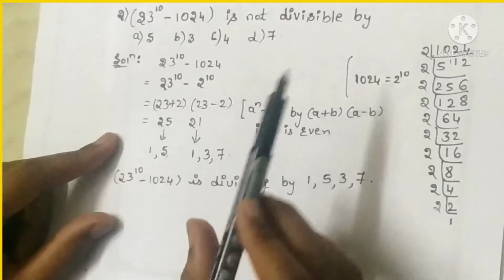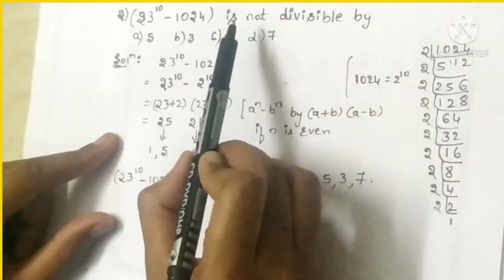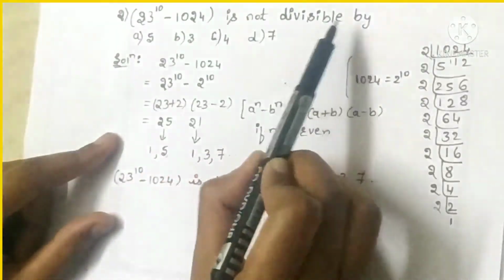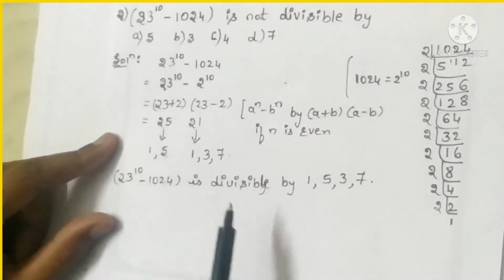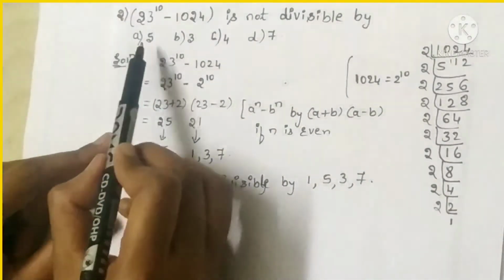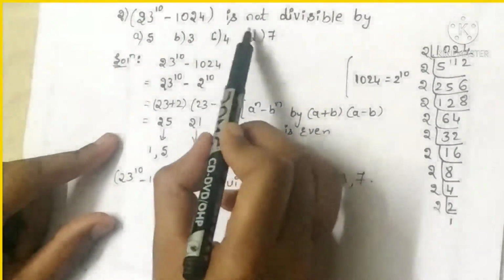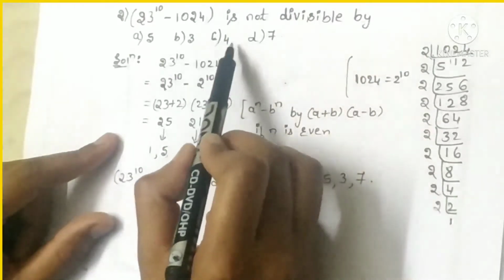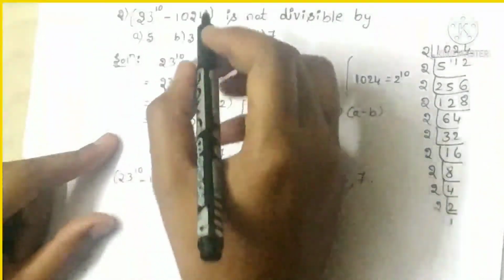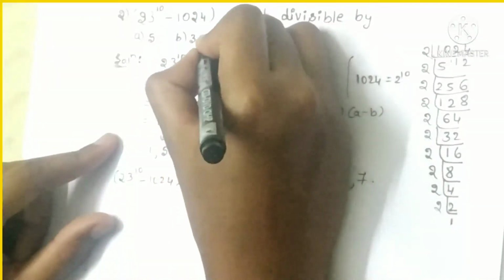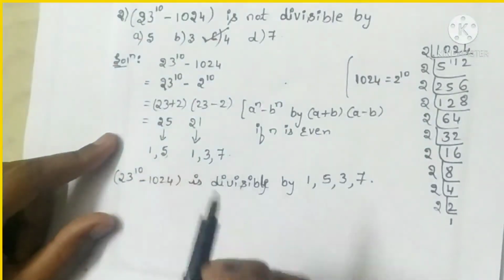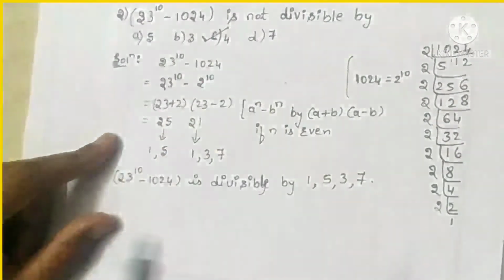Now look at the question. They ask for not divisible by. So here 5, 3, 7 are divisible. That is, 5, 3, 7 are divisible. But here they ask for not divisible. Here the remaining term is 4. So 4 is the correct answer for this question. So 4 is not divisible.